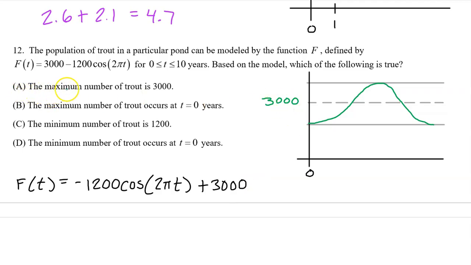Option A, the maximum number of trout is 3,000. Nope, that's the middle population of trout. So A is not the answer. Option B, the maximum number of trout occurs at t equals 0 years. Nope, at t equals 0 we have the minimum number of trout, not the maximum.